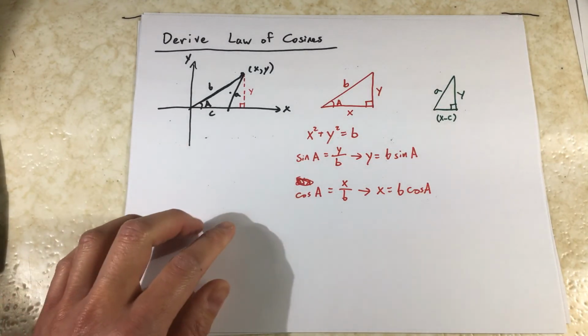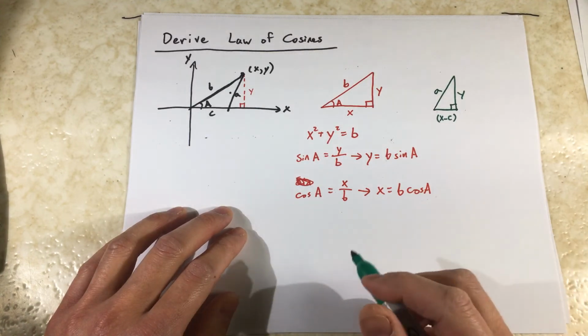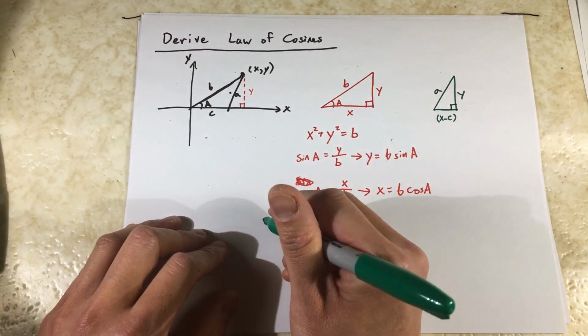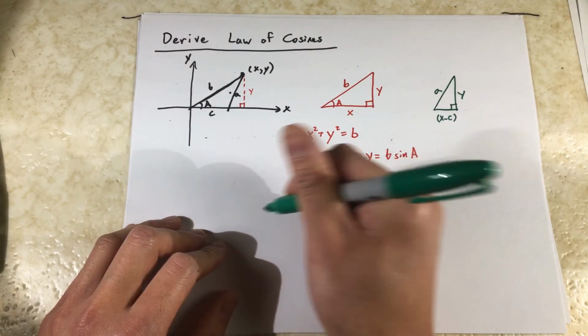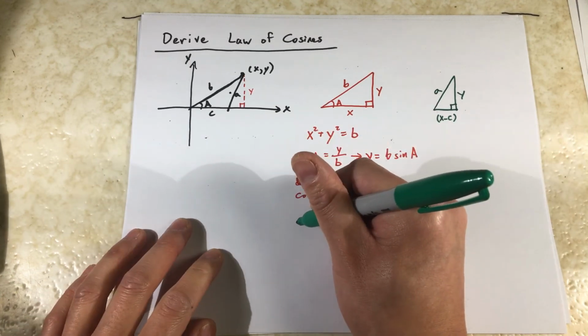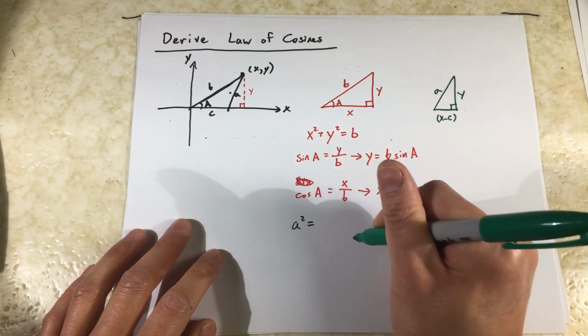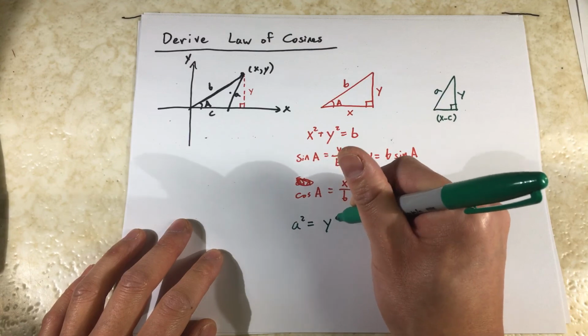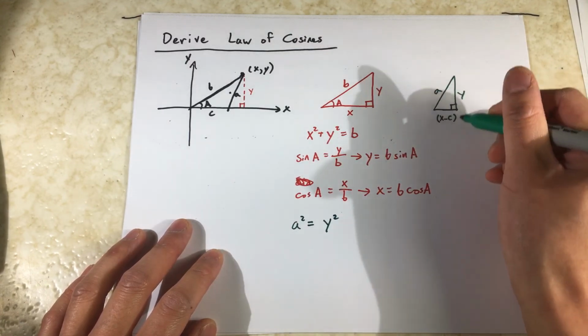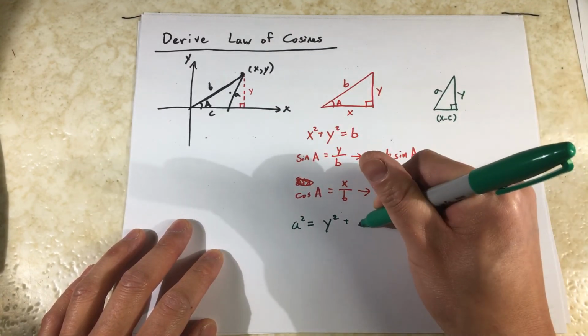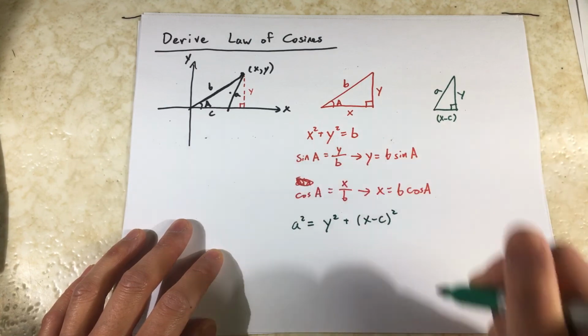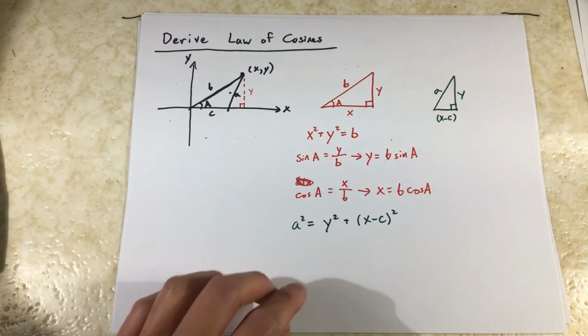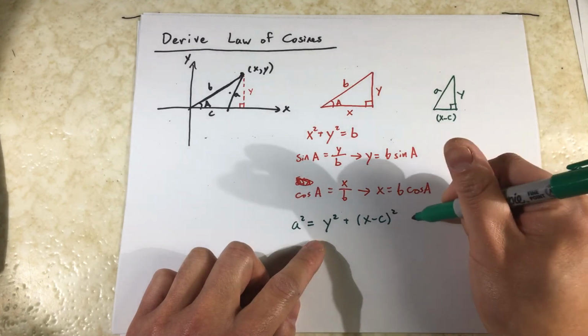And then for my green triangle, I can also use the Pythagorean theorem, right? So the Pythagorean theorem says that a squared, here I'm going to do it over here, a squared equals the sum of the squares, so y squared plus this other side squared, which is (x minus c) squared. So here, at this point, I have to use FOIL.